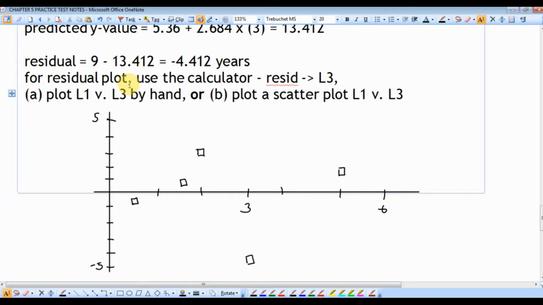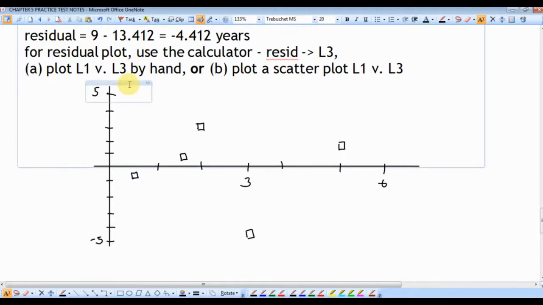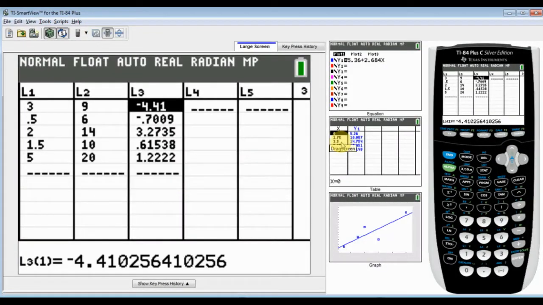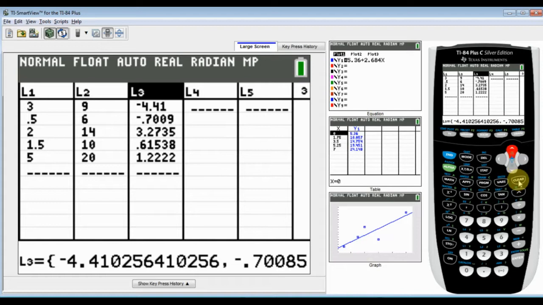Okay, as far as plotting the residual plot, this is again a small number of coordinates. There are only 5. It really isn't a bother to plot it by hand. Put the residuals from your calculator into list 3. So I think we can demonstrate that now. Let me clear it out. We'll go to list 3.